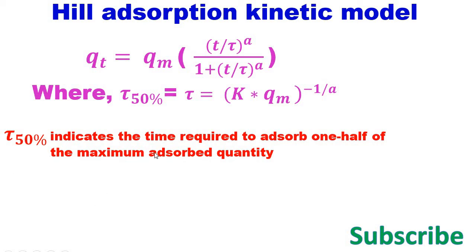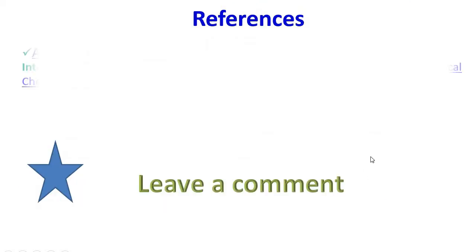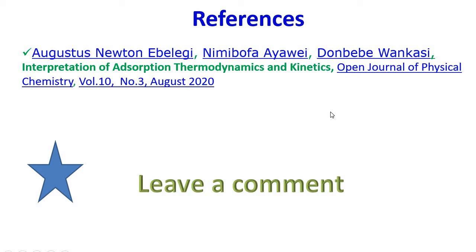Tau 50% indicates the time required to adsorb half of the maximum adsorbed quantity, and Qt is the amount adsorbed at time t. Qm is the maximum adsorption capacity. A is the global fractal time index for fractal diffusion adsorption kinetics, arising from geometric and energetic heterogeneity of the adsorbent. So this is the reference from which most of the information has been collected.